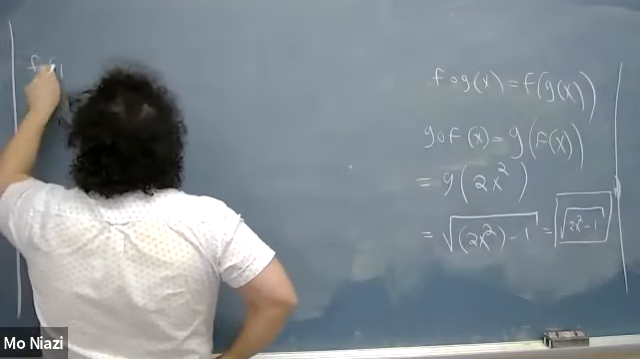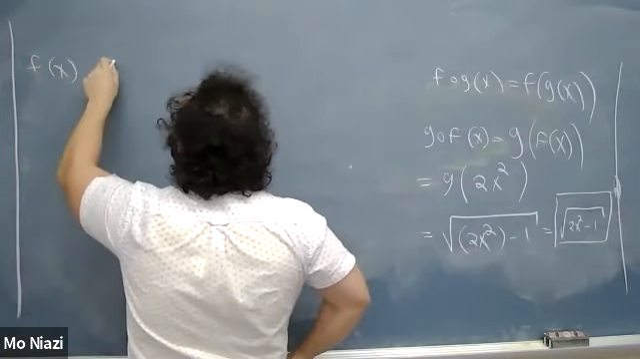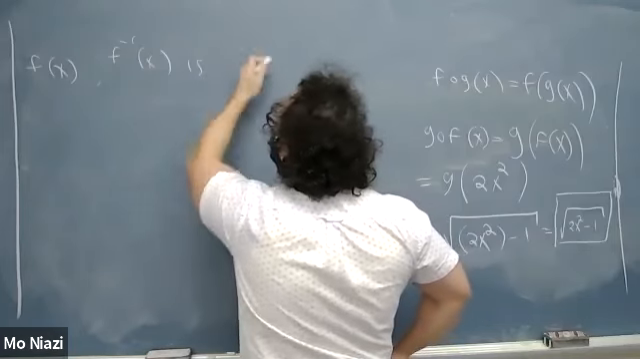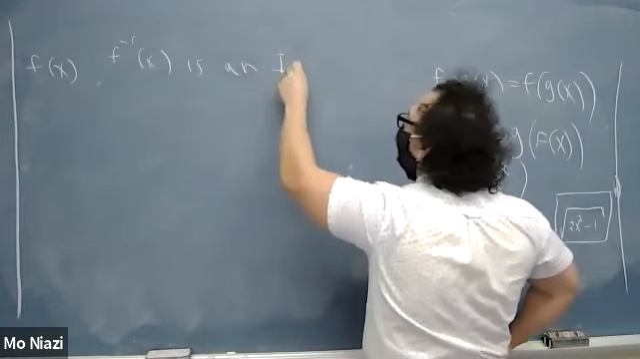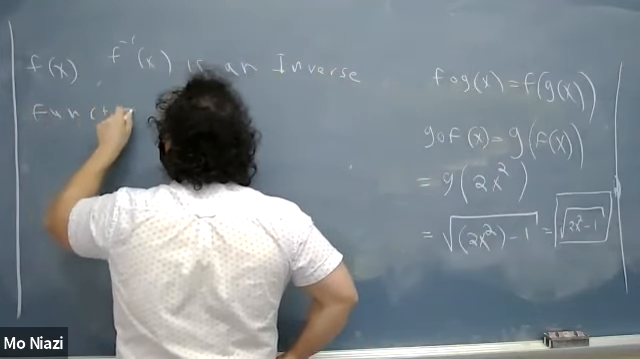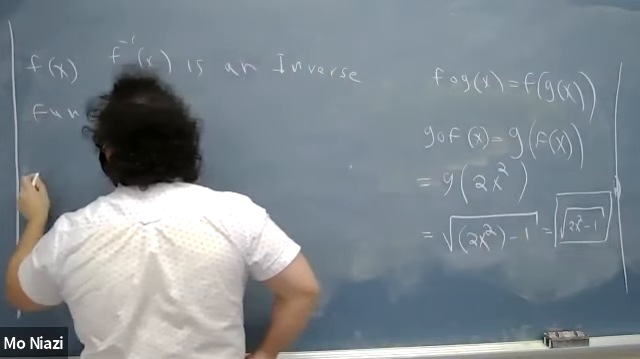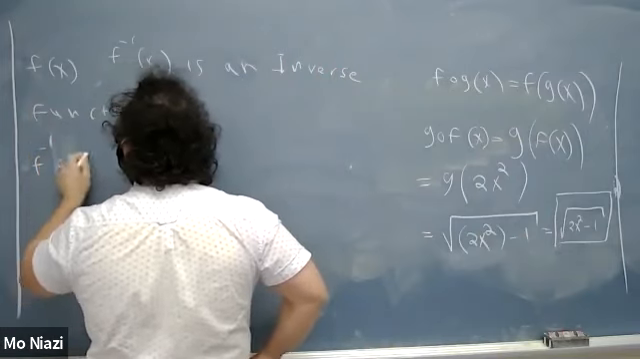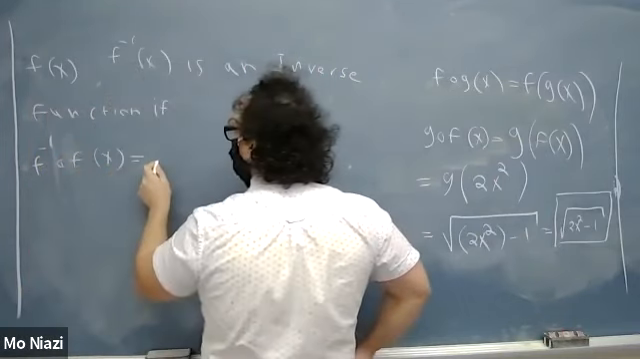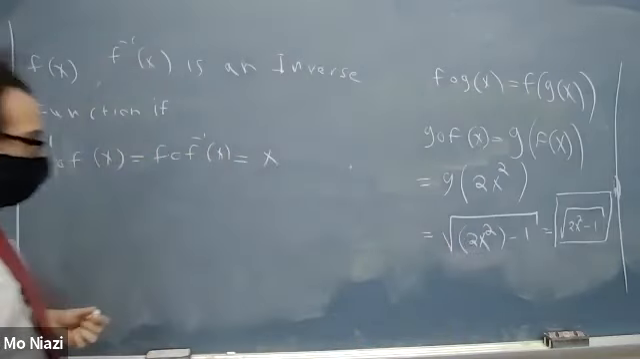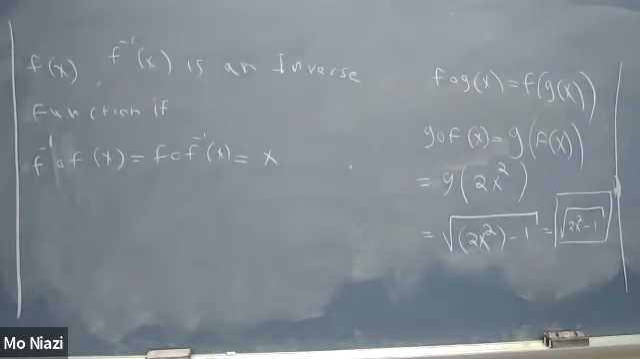For a function f of x, we say f inverse of x is an inverse function if, and here's the catch, if f inverse composed with f of x is equal to f composed with f inverse of x, which equals just x. Then mutually both should equal x. Only when this holds do you have an inverse function.